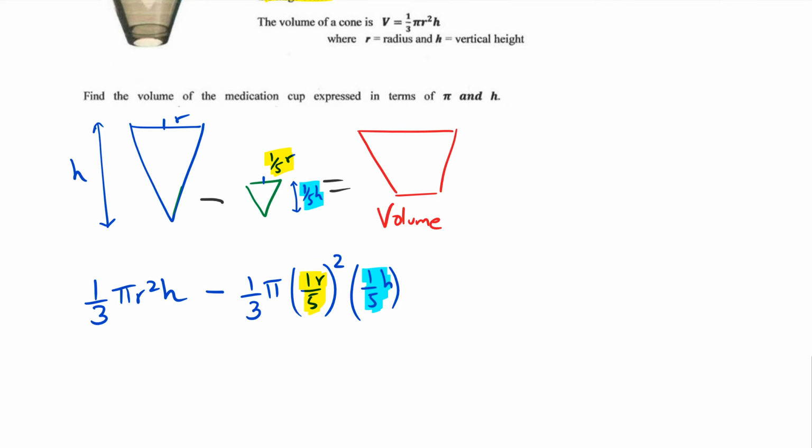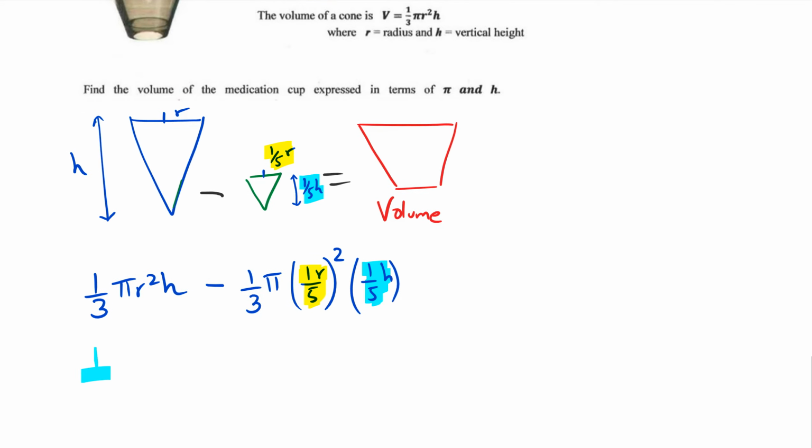So I don't really do much to the left-hand side here, because it's just going to be 1/3 pi r squared h. We can't really do anything with it. But on this side we've got 1/3 pi. Now we've got r over 5, squared, so that means it's going to become r squared over 5 squared, which is 25, multiplied by h over 5.